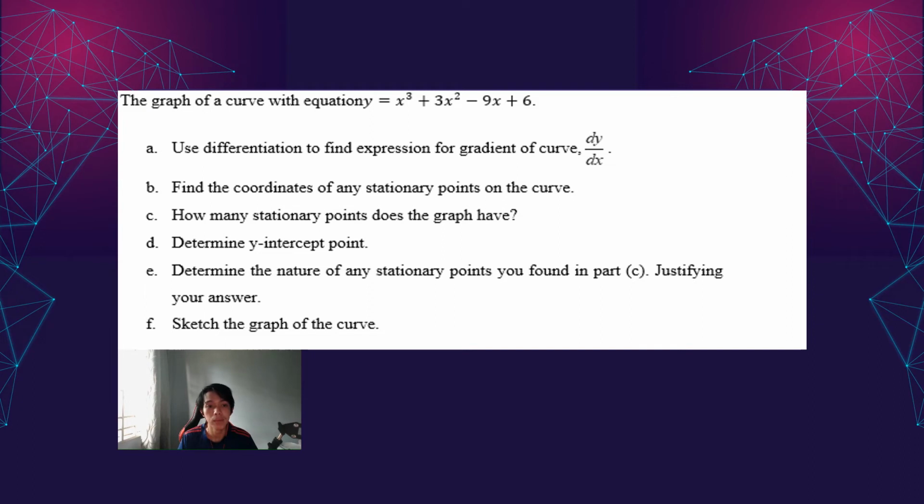D. Determine the y-intercept point. E. Determine the nature of any stationary points you found in part C, justifying your answer. And finally, F. Sketch the graph of the curve. Now it is the same concept as earlier, only we need to add a graph at the end. So let's begin with questions A, B, and C with me, keeping up the rhythm and cadence here.